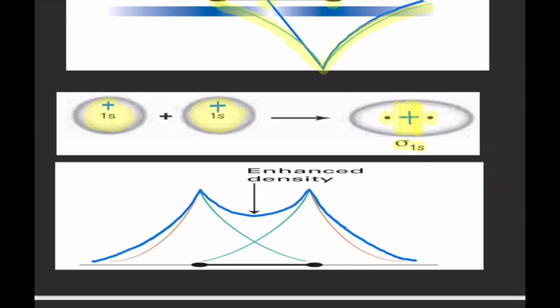This bonding molecular orbital has no nodal plane, because whenever we have to see the nodal plane, we have to see it between these two nuclei, and there is no place where the electron density is 0.